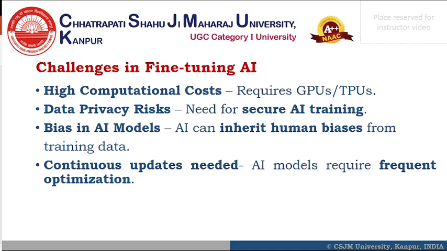So of course, there are some challenges in fine tuning AI also. So now let's discuss the challenges they face during this process.